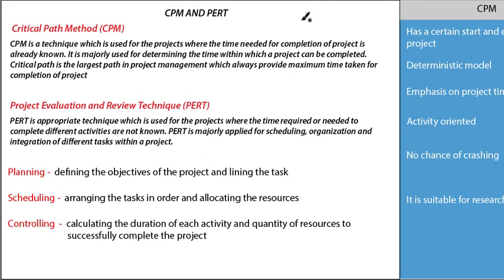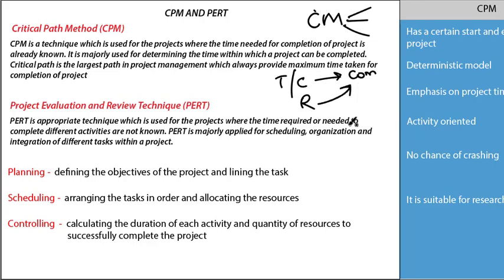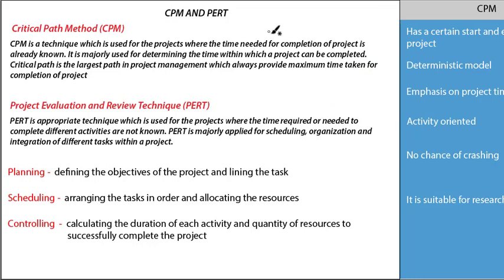See, in construction management, there are a few techniques through which you can estimate the time, cost, and resources required for completion of a project. CPM and PERT are two of those techniques used in construction management to calculate this time and cost, etc. There is another one, which is the Gantt chart. We will discuss this later.